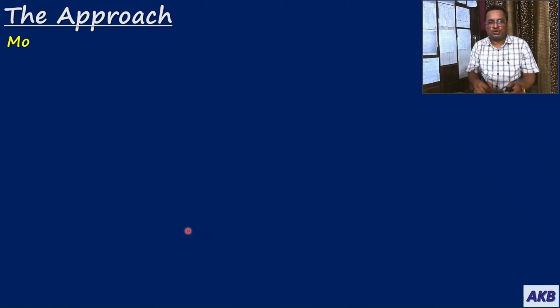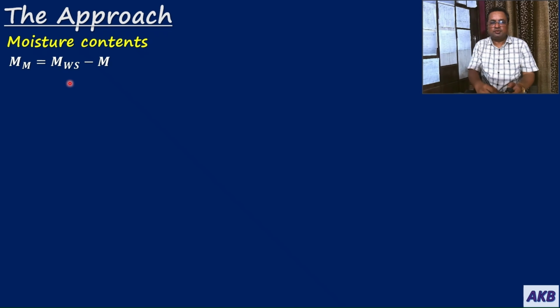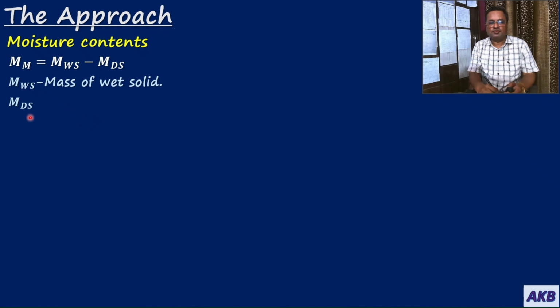Let us understand the approach. First, we will find out from the given experimental data the moisture contents after every 10 minutes. And how are we going to get that? The mass of moisture MM is equal to the mass of wet solid minus the mass of bone dry solid. So MWS is the mass of wet solid, MDS is the mass of bone dry solid, and MM is the mass of moisture. This will give us moisture content in kgs.